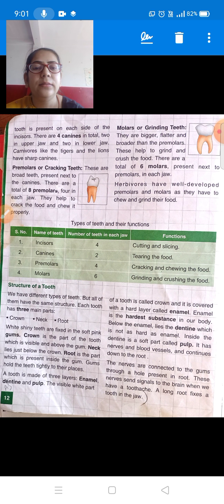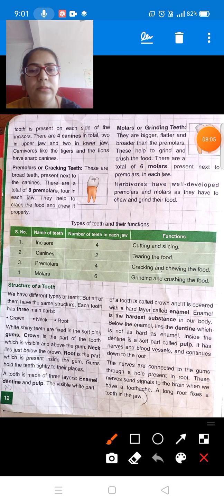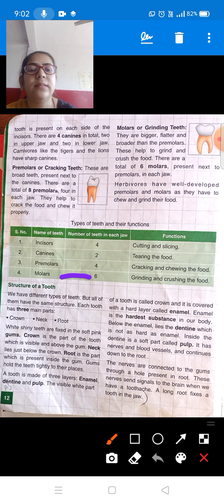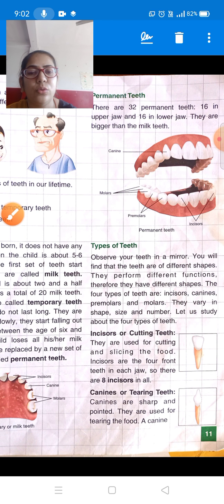Molar teeth are bigger than other teeth, and flatter. Their surface is flat. You can see these are the flat teeth. So these are the flat, broad and big teeth. They are broader than premolar teeth. Okay, and in each jaw there are 6 molars. These molars are present next to the premolars.